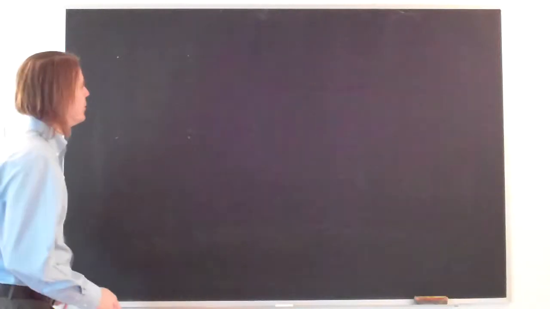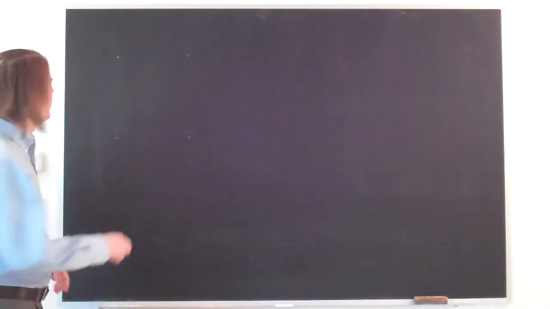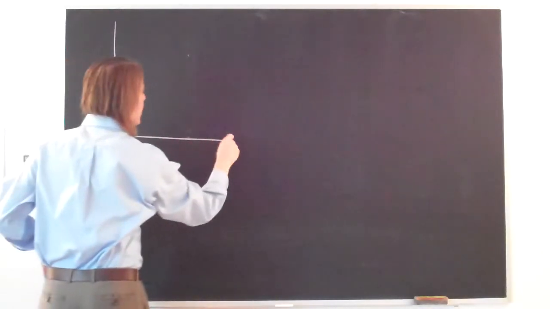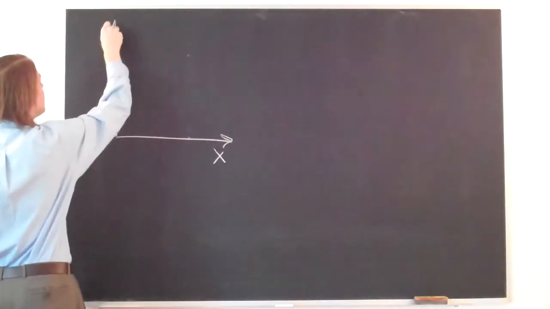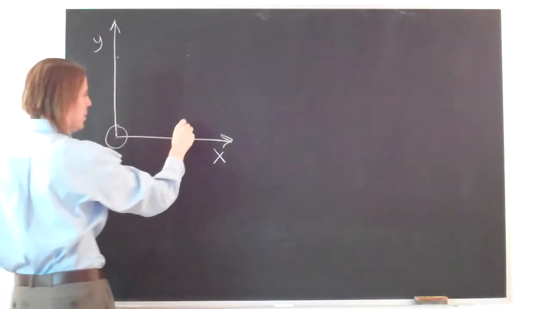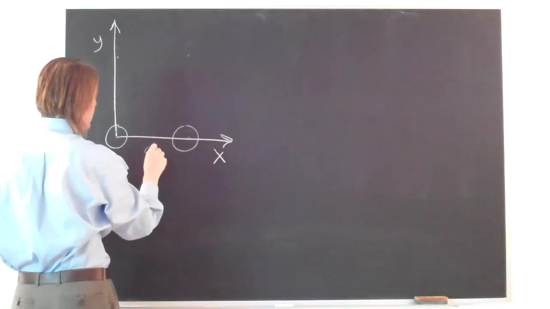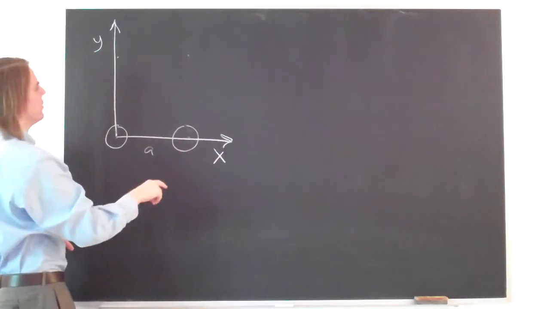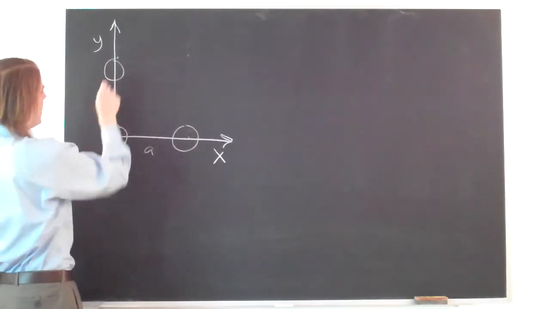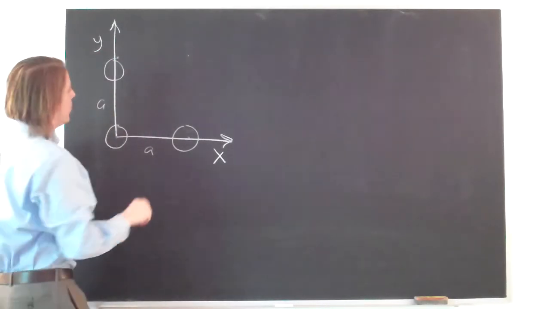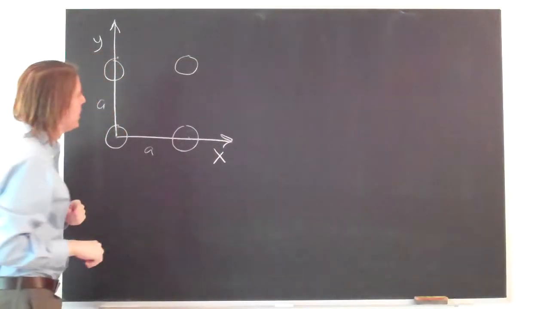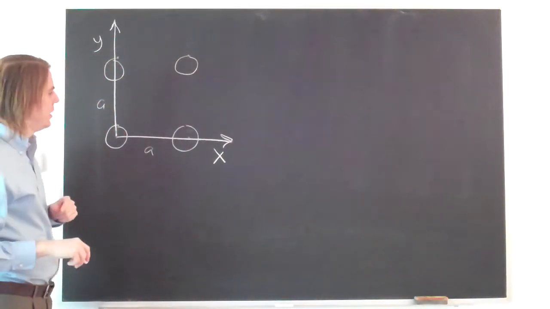This is 4 charges in 2 dimensions. So in this problem we have 4 charges on an xy axis. Draw that like this. Here's x, here's y. We have 1 at the origin. We have 1 at the position x equals a, a distance a away. We have another one at y equals a, so another distance a away. And then we have 1 at x equals a, y equals a, like that. So 4 charges sitting on a square.